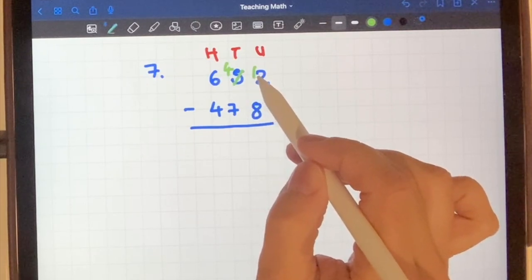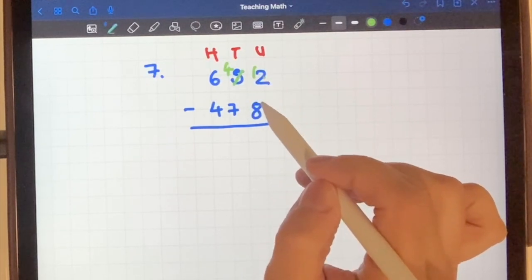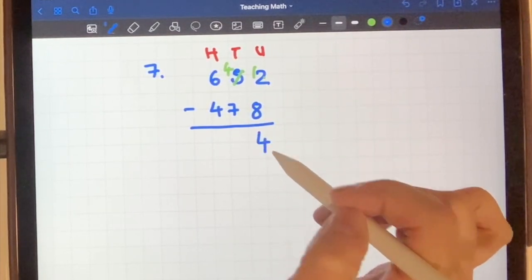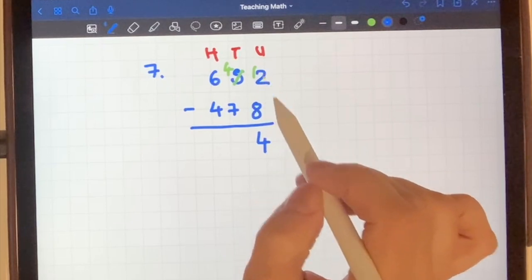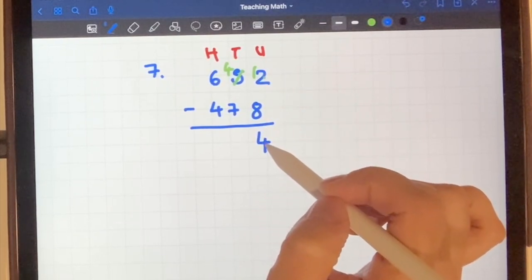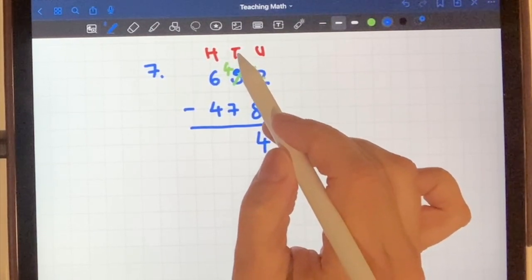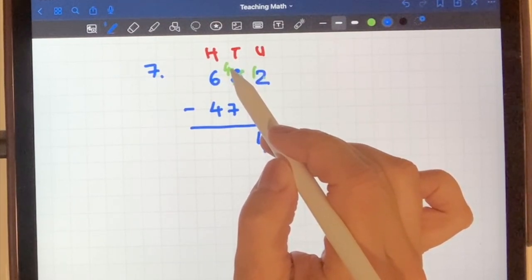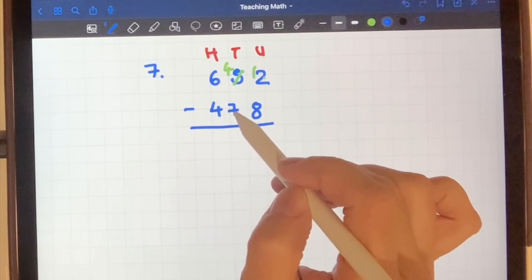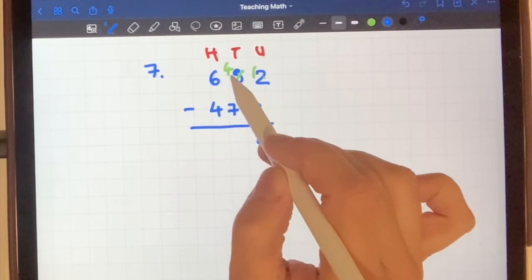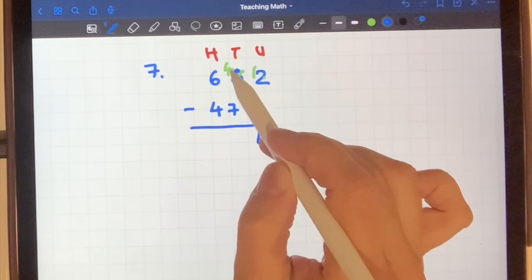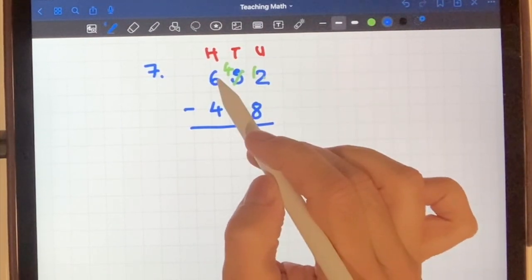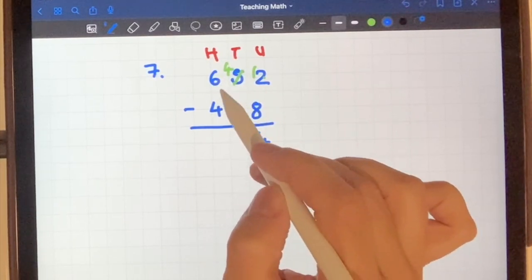So now we've got 12 minus 8, which is 4. And that's how we've solved our units column. Now we're moving to our tens column. Now let's have a look. We've got 4 minus 7. So again, we need to borrow because we can't say 4 minus 7. So we're going to borrow from here, from the neighbour.